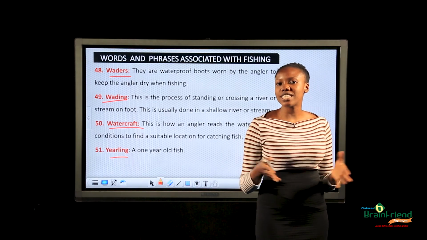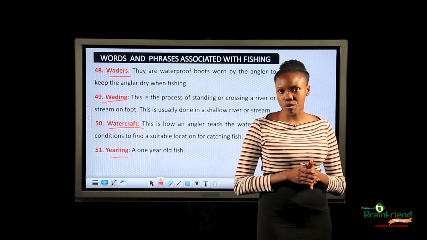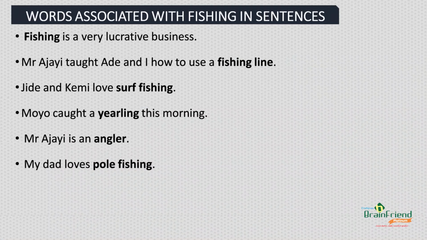Now let's look at some sentences we made with some of these words. We have: Fishing is a lucrative business. Another sentence we have is: Mr. Ajayi taught Ade and I how to use a fishing line. Next, Jide and Kemi love surf fishing. Another sentence says, Moyo caught a yearling this morning. Next, Mr. Ajayi is an angler. And lastly, my dad loves pole fishing.